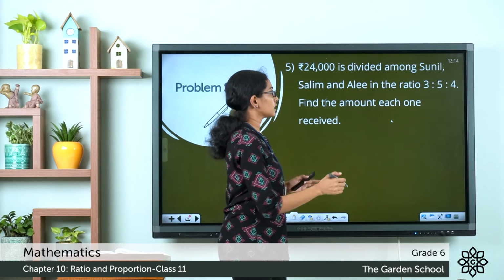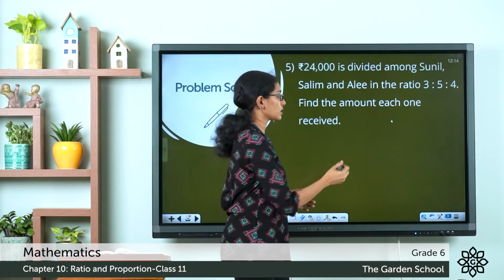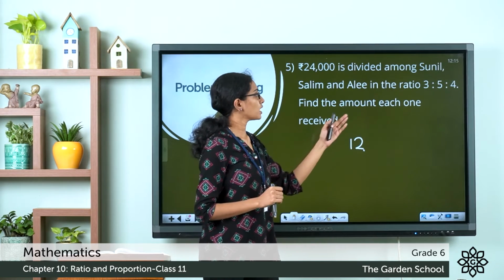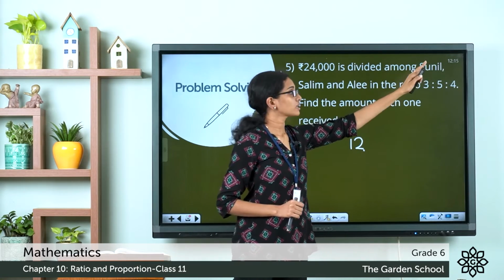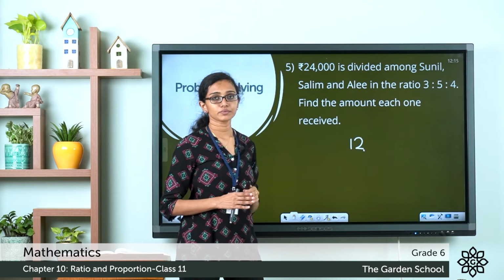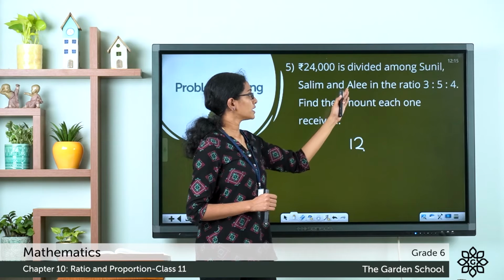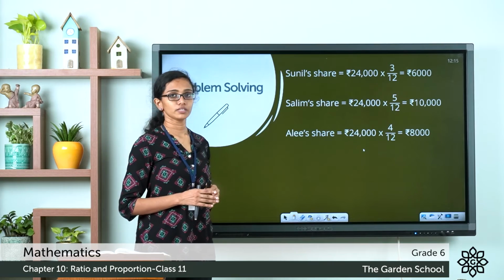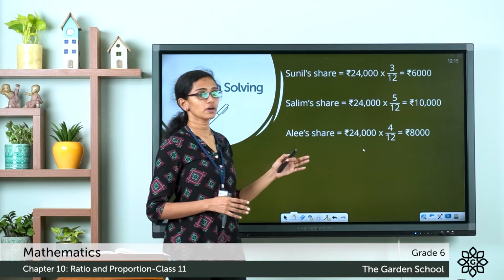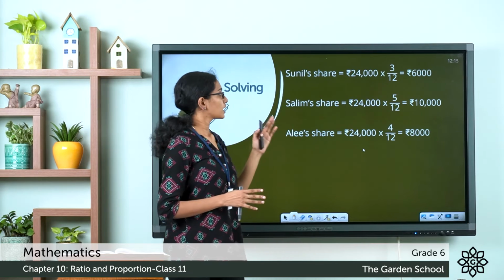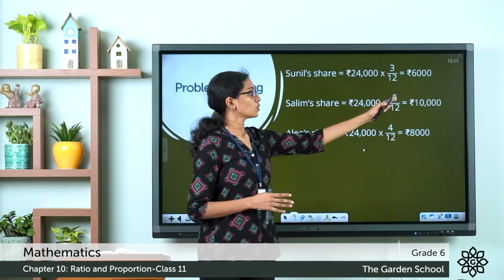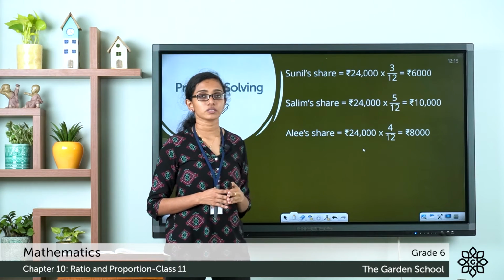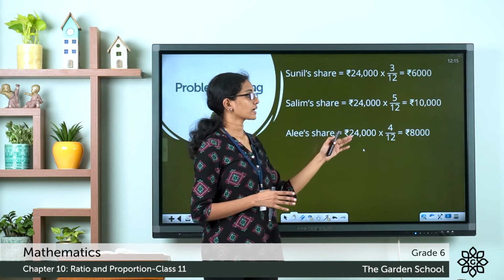So this means that if the amount 24,000 is divided into 12 equal parts, 3 by 12, or 3 out of 12 parts, is Sunil's share. 5 out of 12 parts will be Salim's share and 4 out of the total 12 parts will be Ali's share. So when you simplify this, you will see Sunil's share is equal to rupees 24,000 into 3 by 12, equal to rupees 6,000. Then Salim's share will be equal to rupees 10,000, that is 5 by 12 of rupees 24,000. Now Ali's share will be equal to 8,000 rupees.